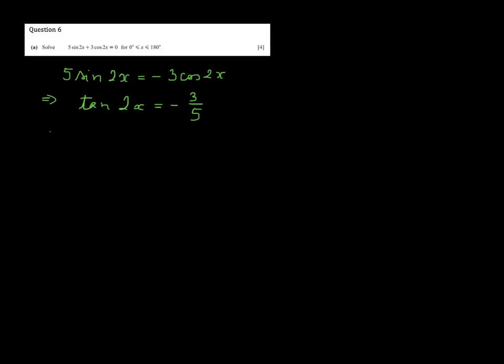Very important at that stage, I will let 2x be y. So my new equation is tan y equals negative 3 over 5. But because x was between 0 and 180 degrees, my y, which is 2x, will be between 0 and 360 degrees. So the domain for y changes.